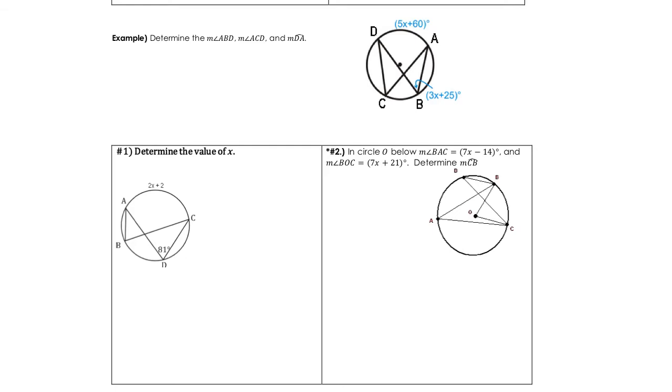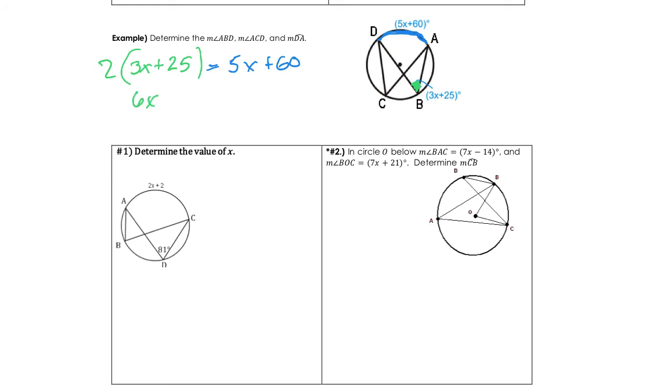So if we look at this first example, we want to determine angle ABD, ACD, and DA. Well, here is the arc DA, and here is an inscribed angle, angle B. So they're not equal. 3x plus 25, the inscribed angle, is not equal to the arc. Remember, we want to multiply the angle by 2 or divide the arc in half. I think it's easier to multiply the smaller one by 2. So if we just multiply this angle B by 2, we will get it equal to that arc.